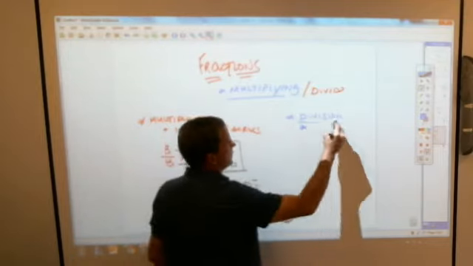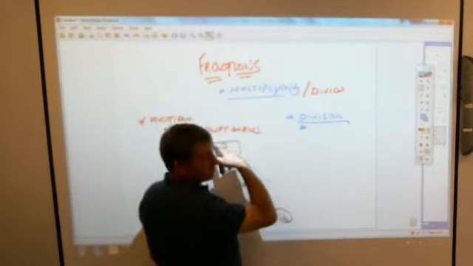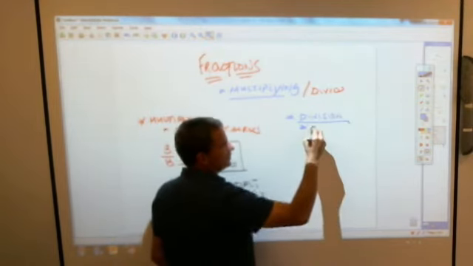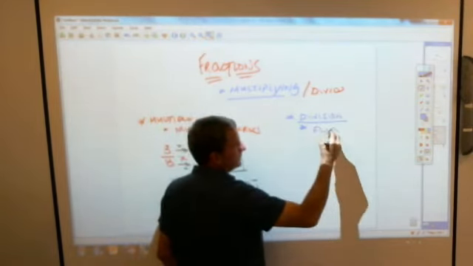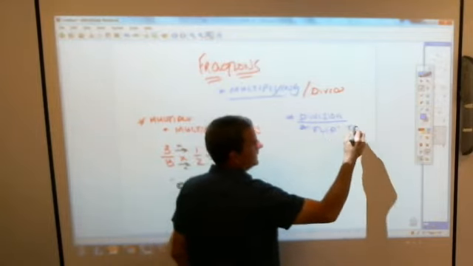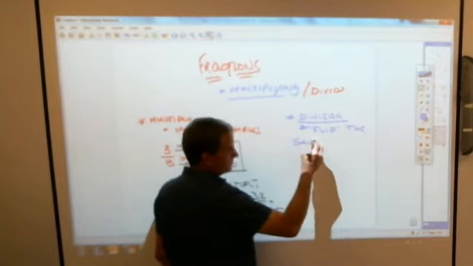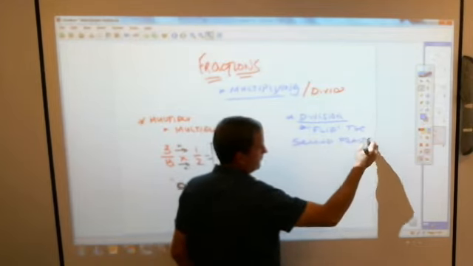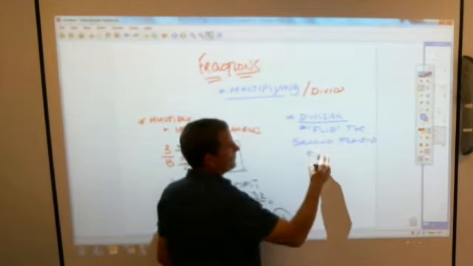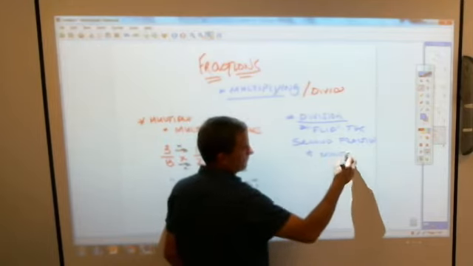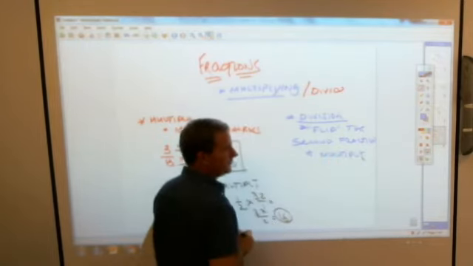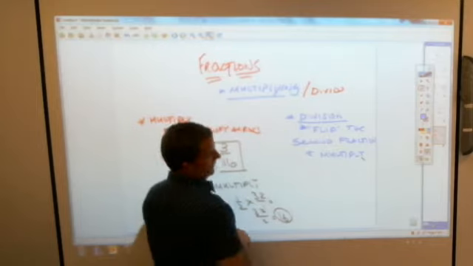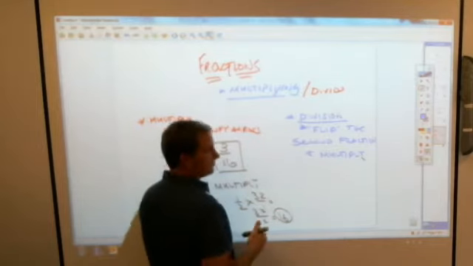This is almost as easy as multiplication. It's actually multiplication, but before you multiply, you need to flip the second fraction and multiply. Flip the second fraction and multiply, which means this.